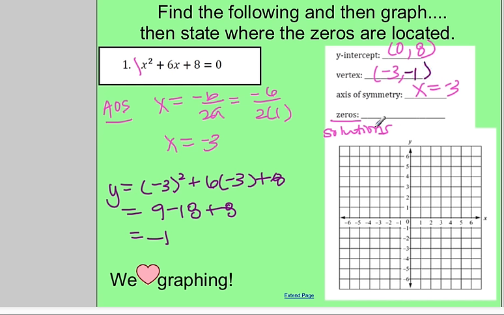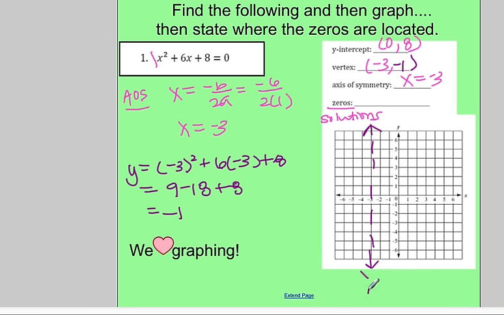And lastly, the zeros. That comes when we graph it here. So let's go ahead and graph this. We have x is equal to negative 3 as our axis of symmetry, and I'm going to label x equals negative 3. Then I'm going to plot the y-intercept, 0, 8. Sometimes they might not always fit on the graph, so just do your best.